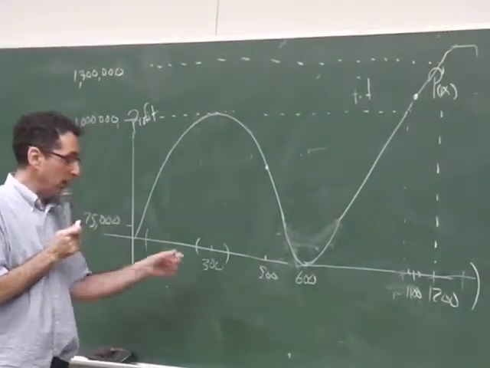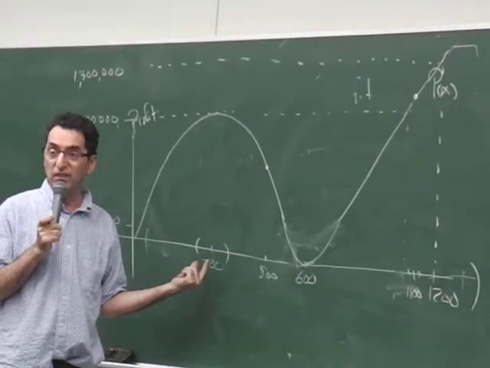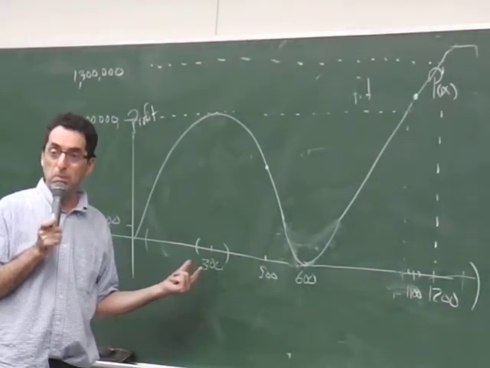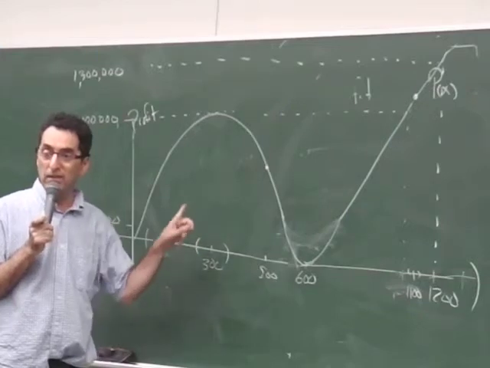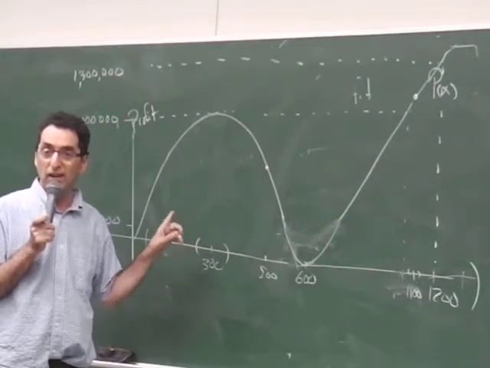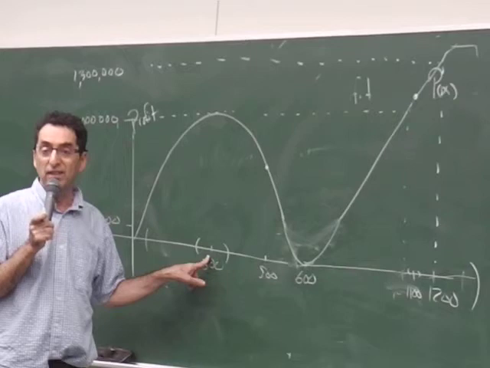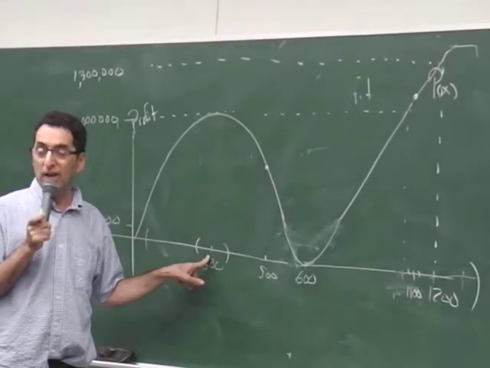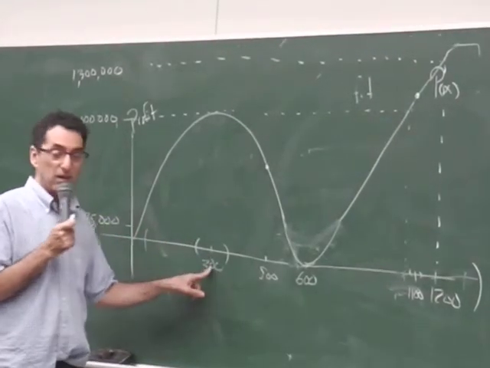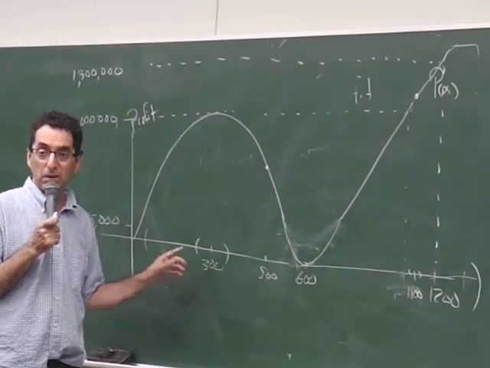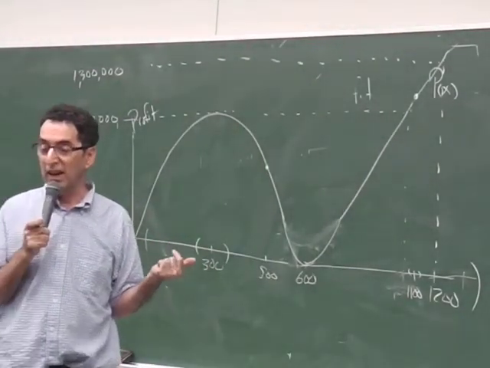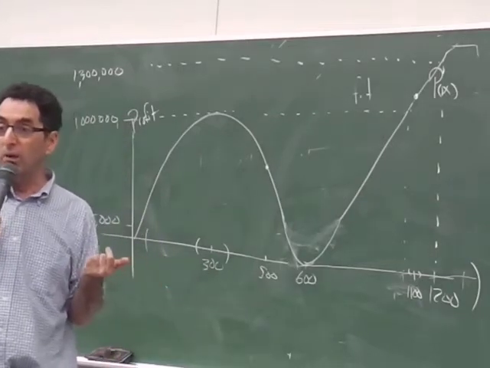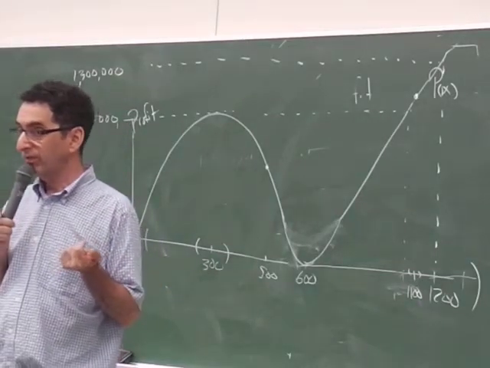That you can make an interval around here so that for every point in that interval, the height of the function there is less than the height at 300. It doesn't mean that's true for every interval around here, but there is some interval around there for which it's true. That's the definition of relative maximum.